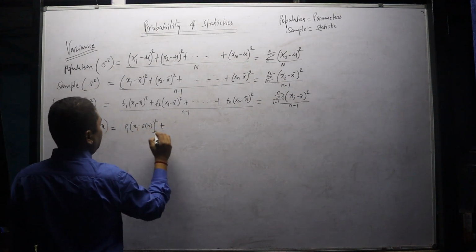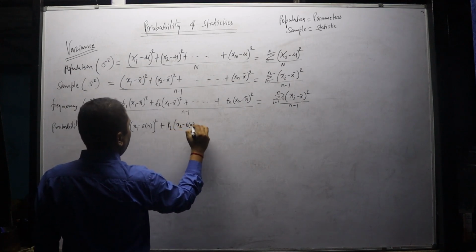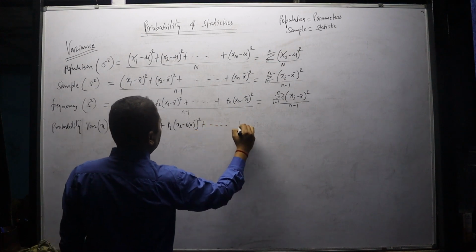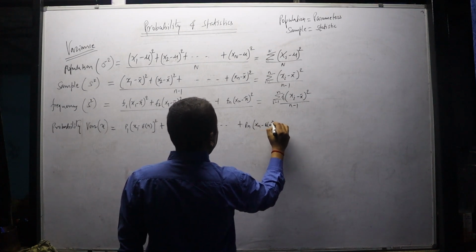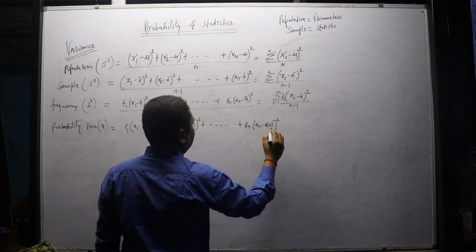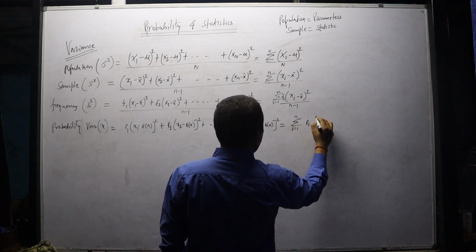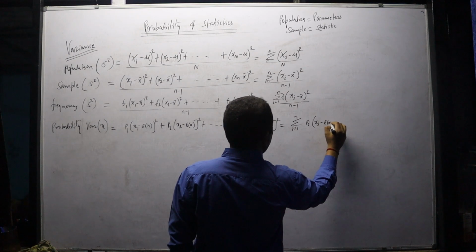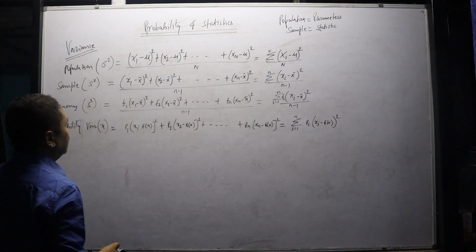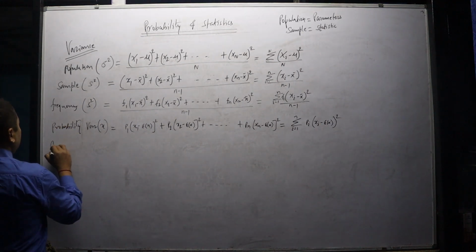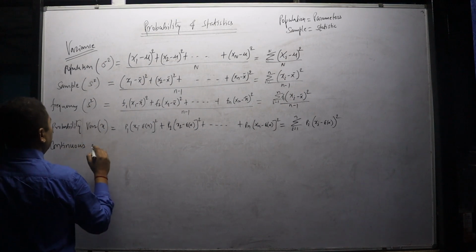For the second observation, it is p2 times x2 minus the expected value of x, whole square, all the way to pn times xn minus the expected value of x, whole square. And this can be written in sigma notation as the sum from i equals 1 to n of the probability of xi times xi minus the expected value of x, squared. No need to divide it by anything. So this is it.